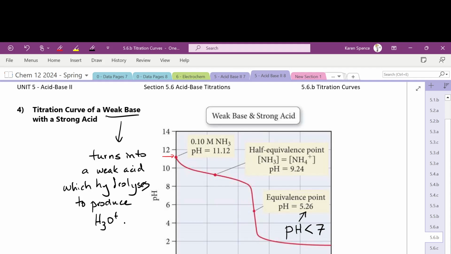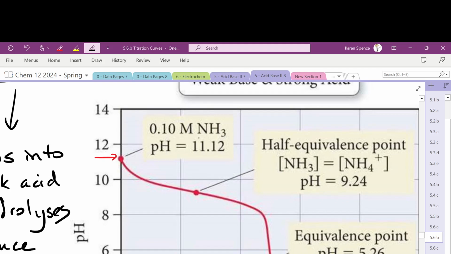Is that good? Okay. Could you draw what a strong base, strong acid titration would look like on this graph? How would it compare? Think to yourself, where would it start? We don't have 0.1 molar NH3 anymore. We have 0.1 molar strong base. What's a good strong base? NaOH. Yeah.